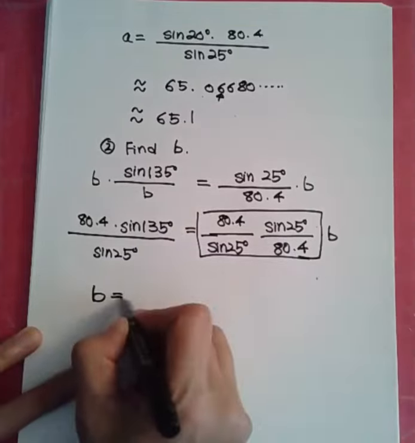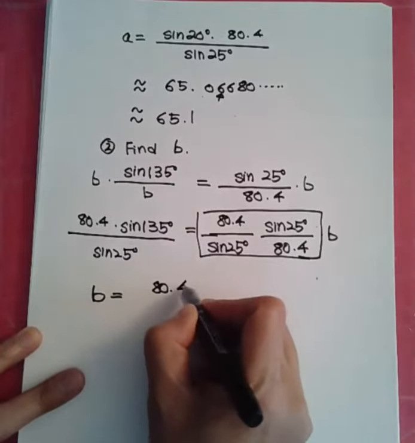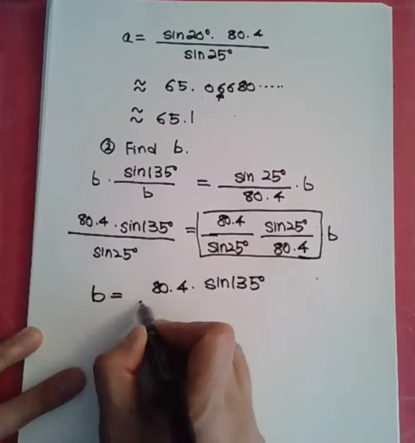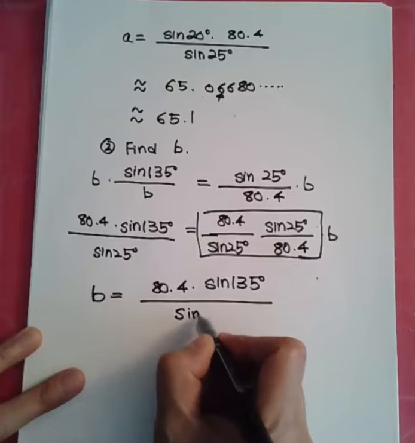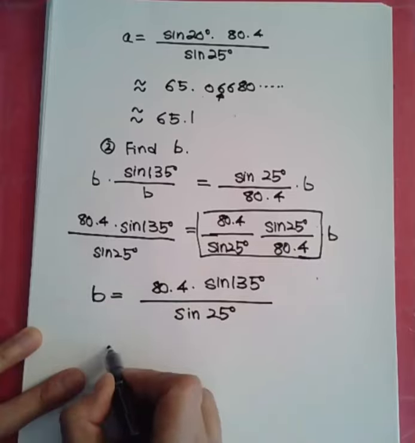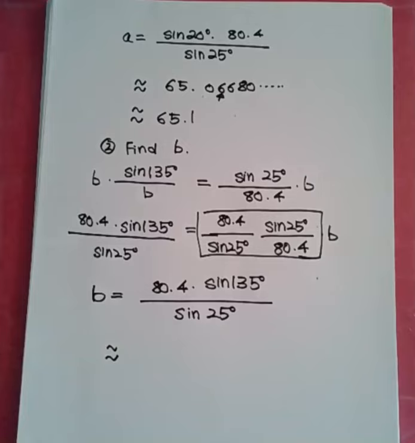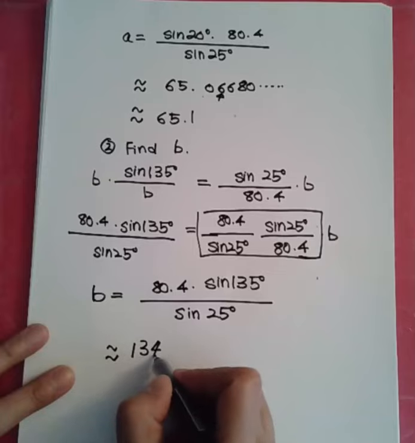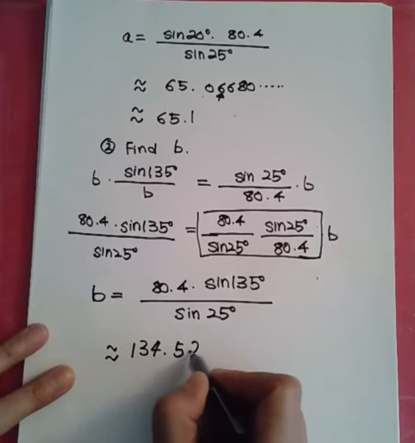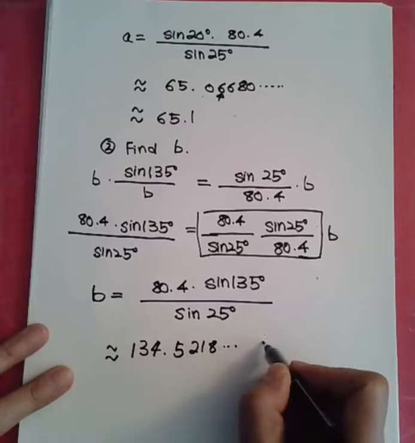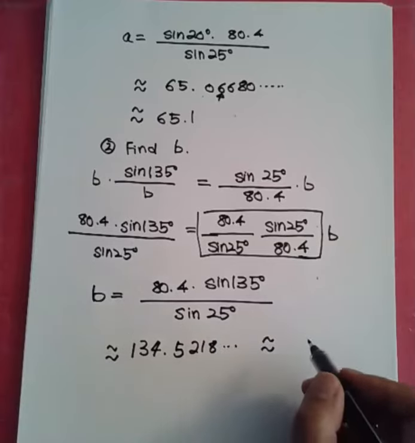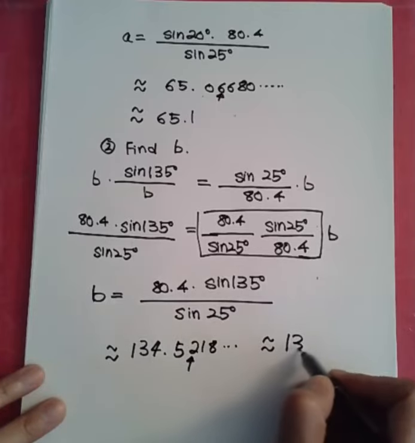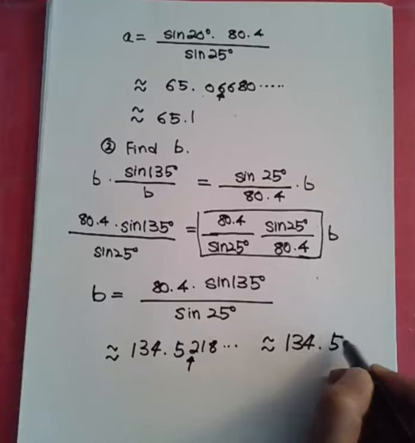So B will be 80.4 times sine of 135 degrees over sine of 25 degrees. You have to use your calculator. Then your calculator will give you 134.5218 and so on. We have to approximate to 1 decimal place. So because 2 is less than 5, we have 134.5.